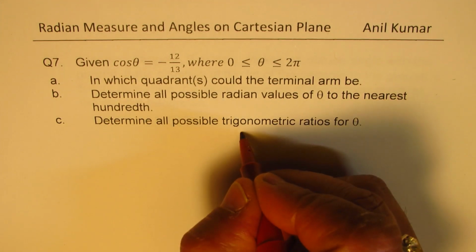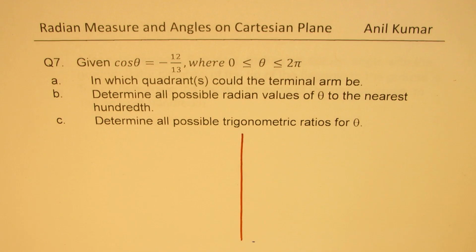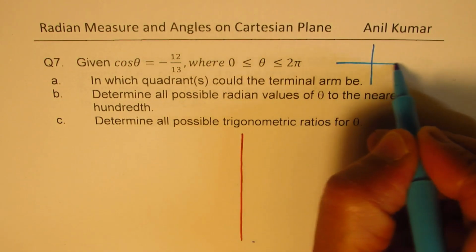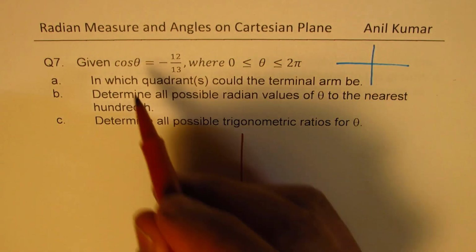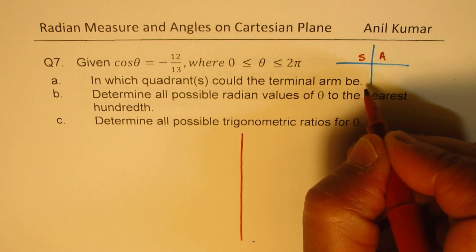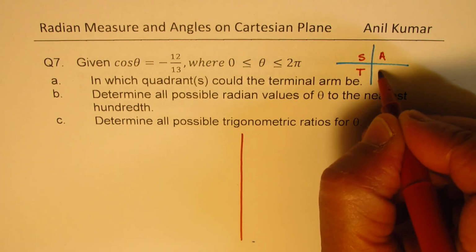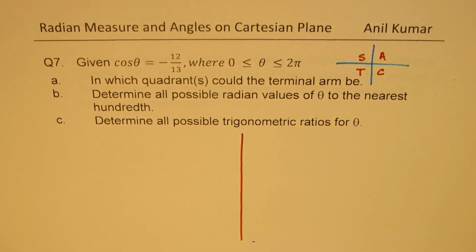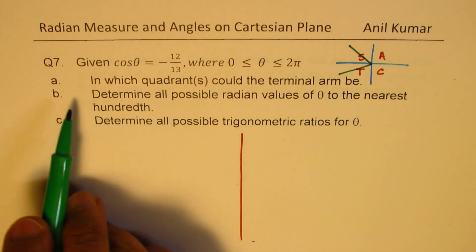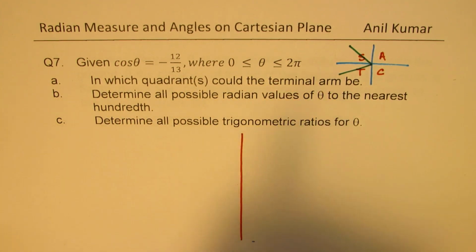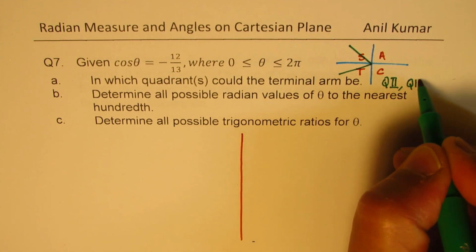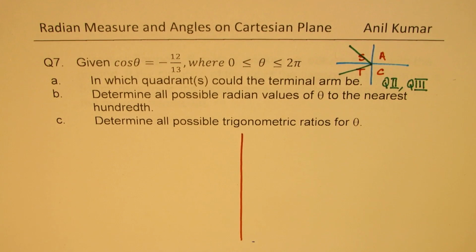So in this case, we know cos is negative in 2 quadrants, correct? So first thing, let's consider this case here. We're looking for a negative value of cosine, right? All are positive here. Sine is positive in this quadrant. Tan in quadrant 3, cos in quadrant 4. That clearly means negative value. We have 2 positions, correct? So in which quadrants could the terminal arm be? It could be in quadrant 2 or in quadrant 3, correct? So both these quadrants are possible.